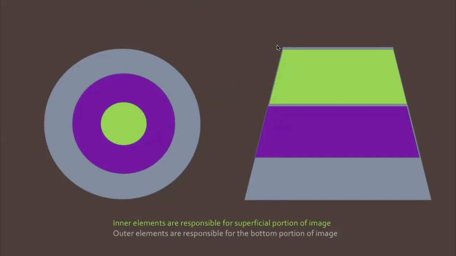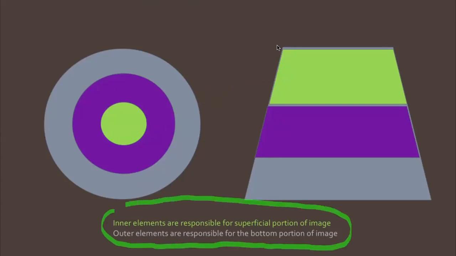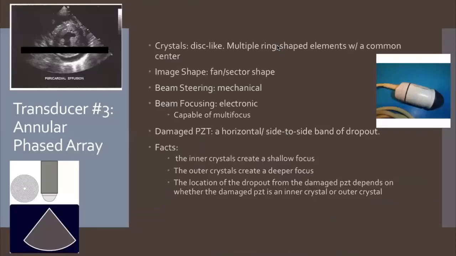And so down here at the bottom, I just put that the inner elements are responsible for the superficial portion of the image, and the outer elements are responsible for the bottom portion of the image. And obviously you're going to have some in between, just like that purple area is in between. And so I want you guys to know that the location of the dropout from the damaged PZT depends on where the PZT that is damaged is inside of the transducer.